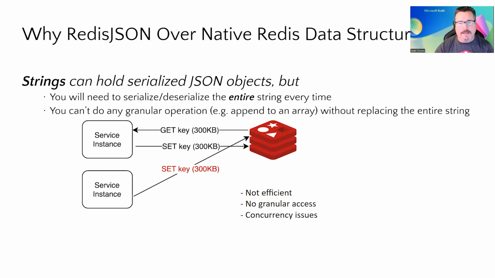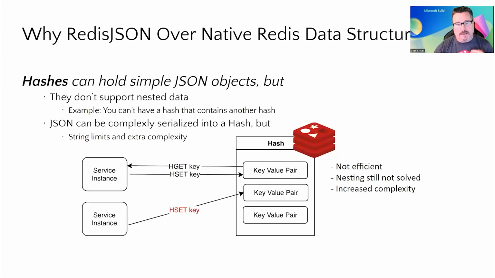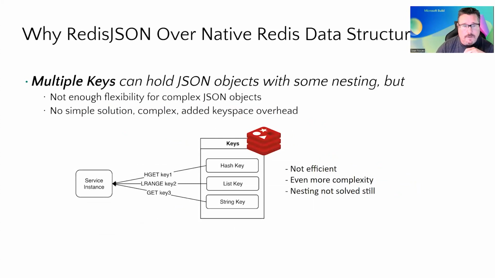You can't do those granular operations, which you might need to, like appending to an array, without replacing the entire string. Now, you can get around this by modeling your JSON object into a hash. But since hashes can't contain other hashes, you end up with this complexity of trying to figure out how to make your hashes relate to each other in a way that you can reproduce your JSON objects. That becomes very complex and difficult.